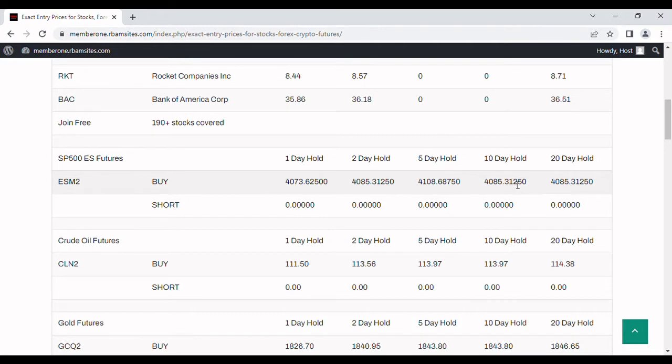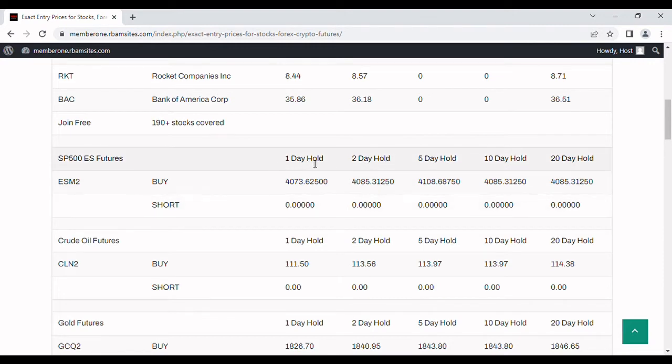If you wanted to do a 10-day hold, 40.85 and some change, you could buy and then hold worst case 10 trading days. Now again, you're going to take your profit as soon as you get it. That's the way this program's developed. Profits are taken as soon as you get them. Worst case, you close it out at the end of the prescribed holding period.